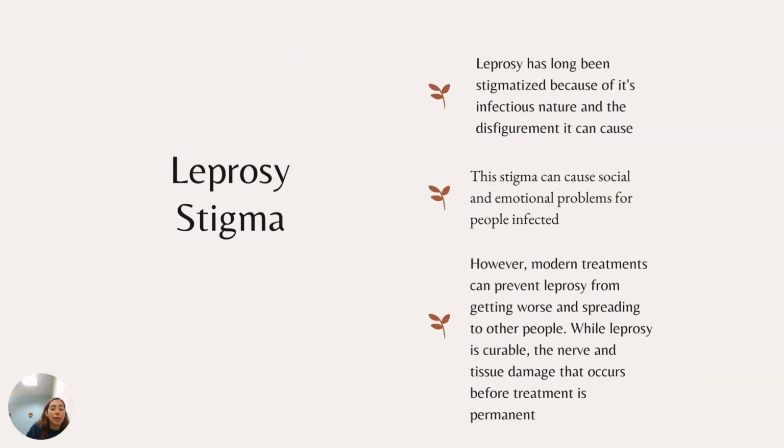So there is something called leprosy stigma. Basically, leprosy has long been stigmatized because of its infectious nature and the disfigurement it can cause. This stigma can cause social and emotional problems for people infected because they obviously can become very deformed. However, modern treatments can prevent leprosy from getting worse and spreading to other people. While leprosy is curable, the nerve and tissue damage that occurs before treatment is permanent.